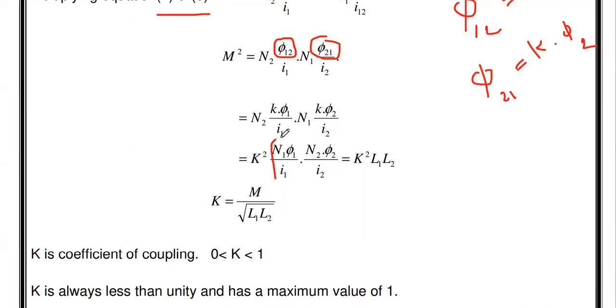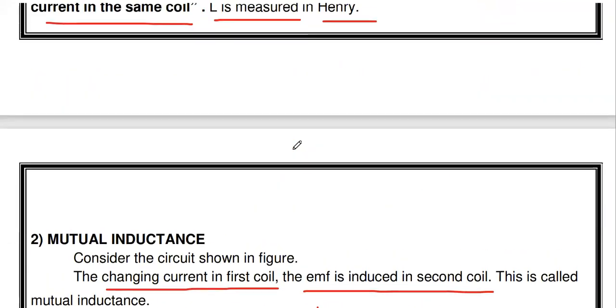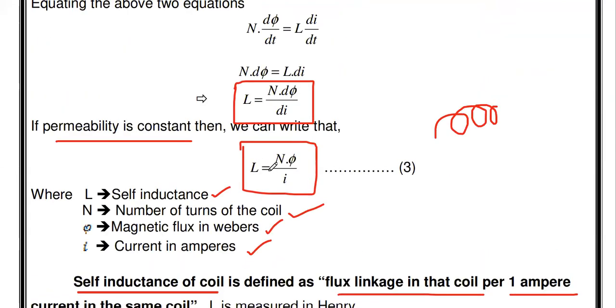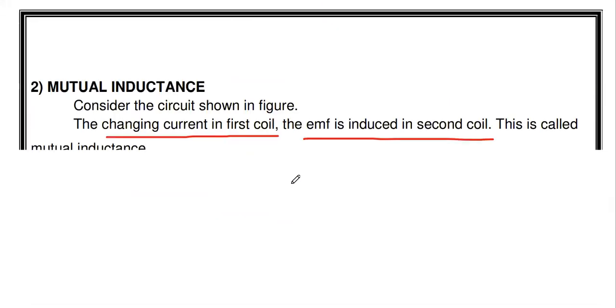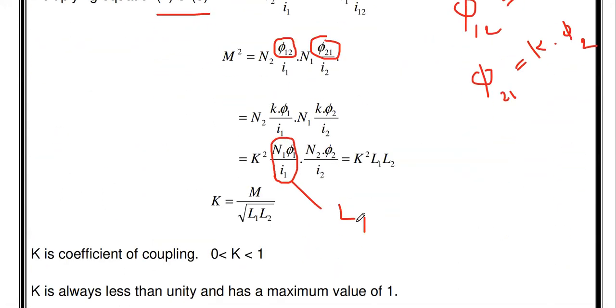So what is this one, N1 phi1 by I1? It is nothing but the self-inductance L1. We already discussed the definition of self-inductance. What is meant by self-inductance? Self-inductance is the number of turns in that particular coil times the flux, divided by the current flowing in that particular coil, N phi by I. That's why N1 phi1 divided by I1 is said to be the self-inductance L1. Similarly, N2 phi2 divided by I2 is said to be the self-inductance L2.